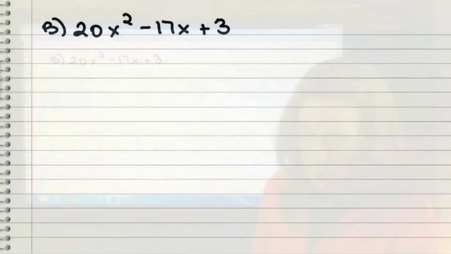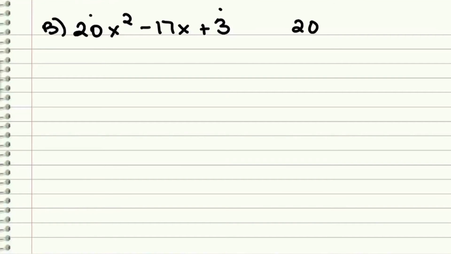Let's take a look at B. We have 20x squared minus 17x plus 3. There is no GCF. Using the multiply, split, and group, we would multiply 20 times a positive 3, which gives us a positive 60.